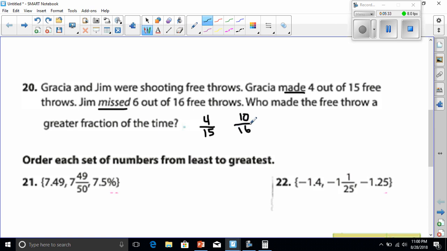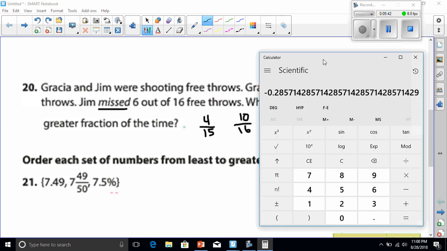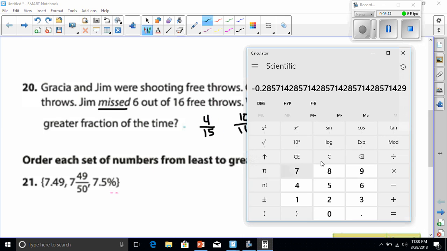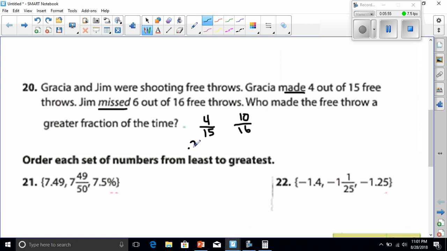Well, automatically, I'm thinking this has got to be bigger. But let's check it out, shall we? If I were to go ahead and do this, I'd probably use my calculator. And I'd say, what is 4 divided by 15? Well, 4 divided by 15 is going to give me 0.26 repeating.